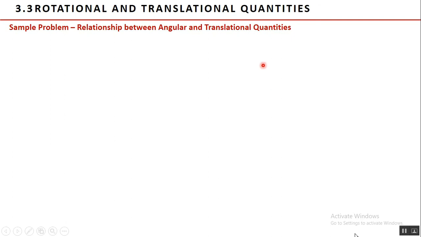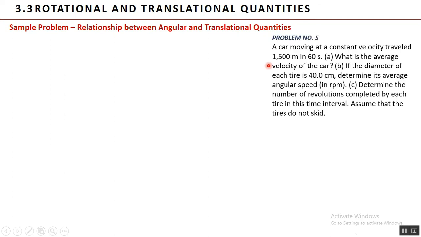Let us give two sample problems. Problem number 5. A car moving at a constant velocity traveled 1,500 meters in 60 seconds. Letter A. What is the average velocity of the car? Letter B. If the diameter of each tire is 40 centimeters, determine its average angular speed, in RPM.